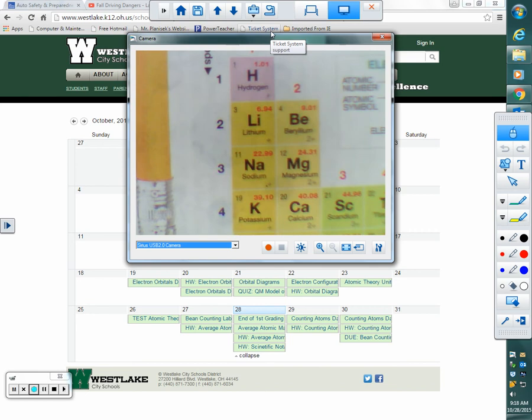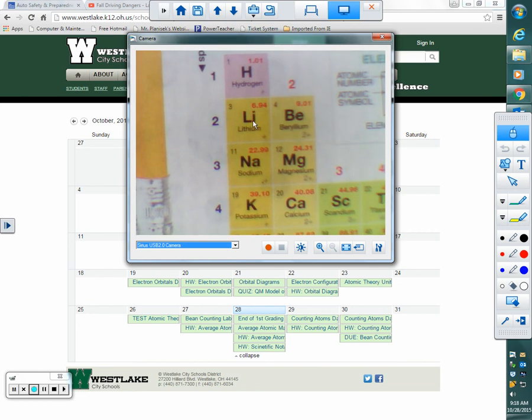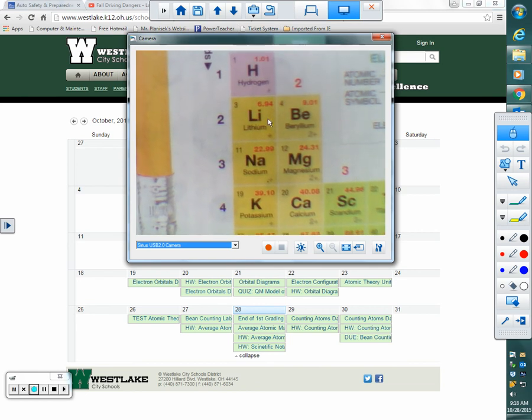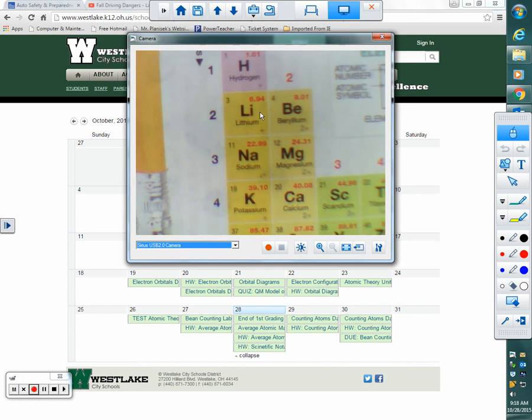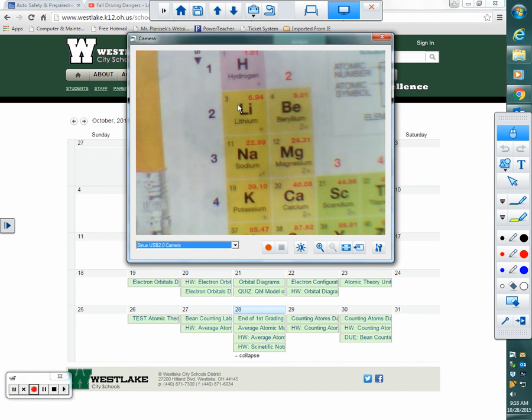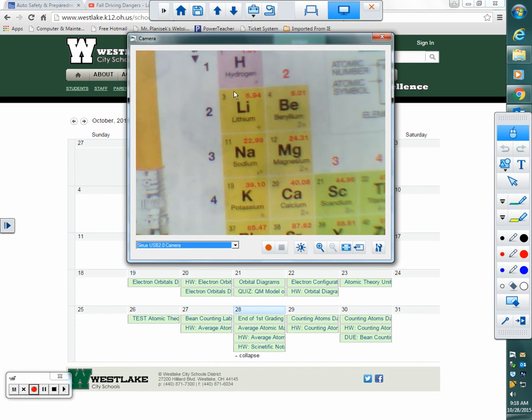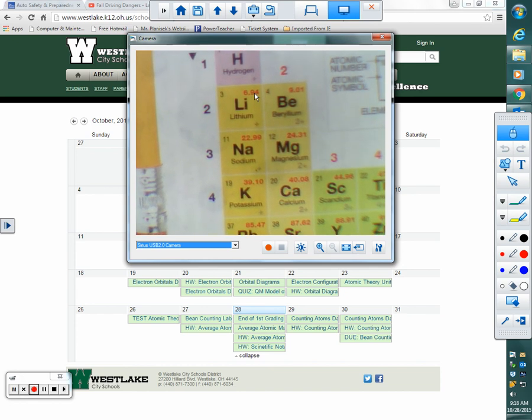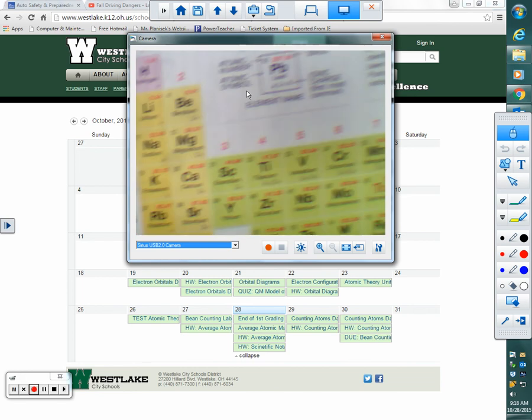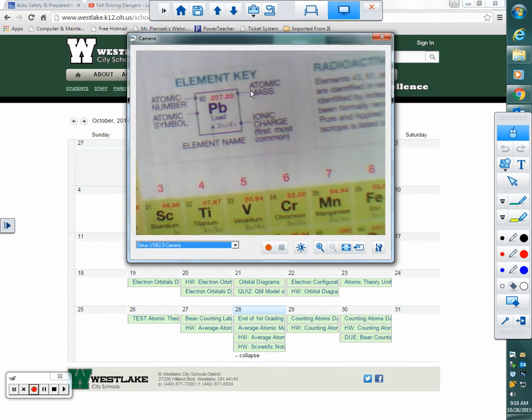So let's zoom in here to lithium. That is terrible focus. There we go. So here's lithium. That's the symbol for lithium, capital letter, lowercase letter. Remember when there are two letters, always the first one's capital, the second one's not. There's the name. This number up here is the what? That's the atomic number. And then this one here, as it says over here, is the atomic mass.